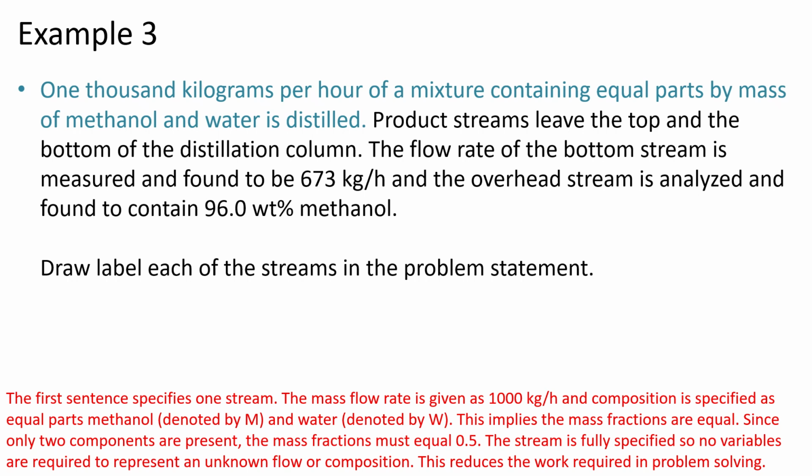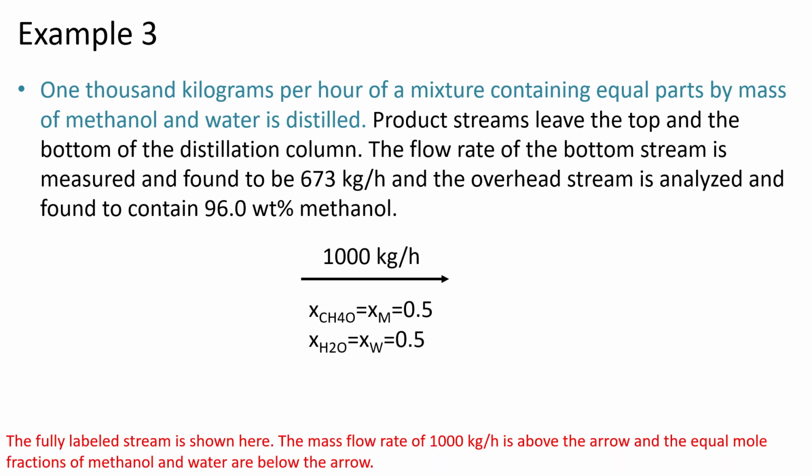This implies the mass fractions are equal. Since only 2 components are present, the mass fractions must equal 0.5. The stream is fully specified, so no variables are required to represent an unknown flow or composition. This reduces the work required in problem solving. The fully labeled stream is shown here. The mass flow rate of 1,000 kilograms per hour is above the arrow, and the equal mole fractions of methanol and water are below the arrow.